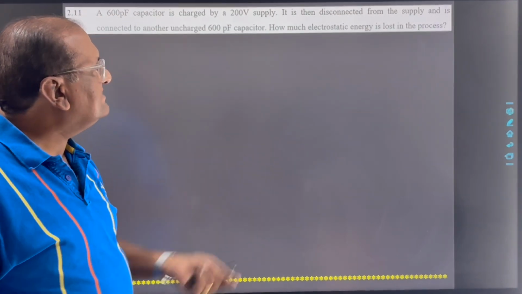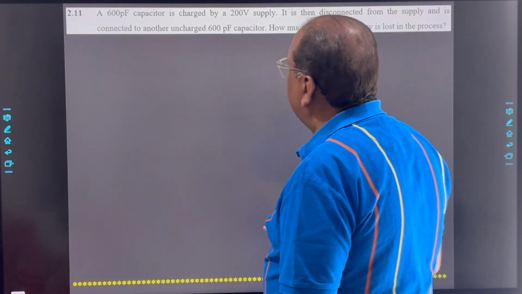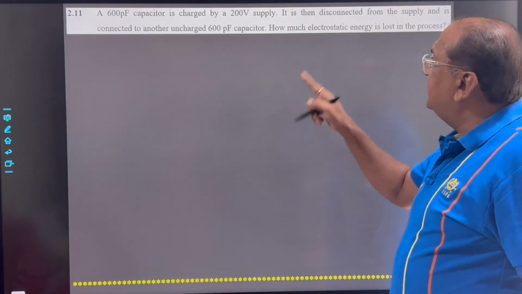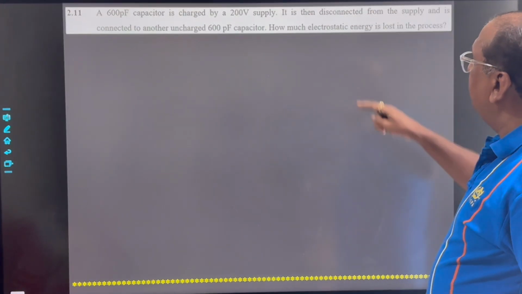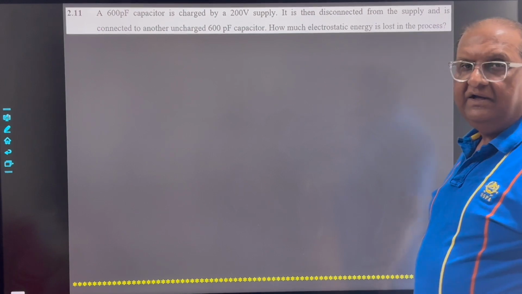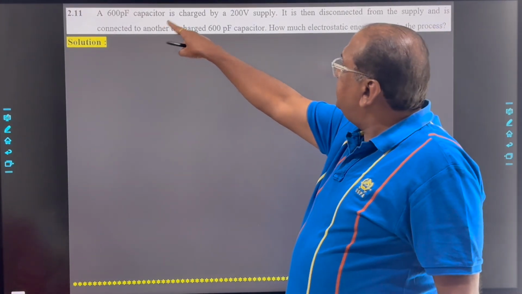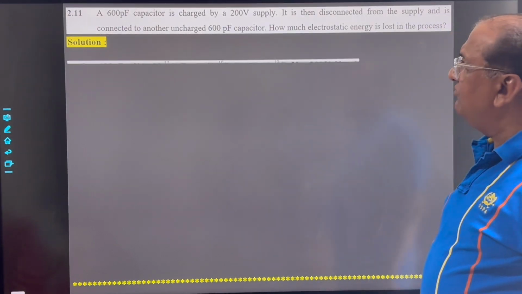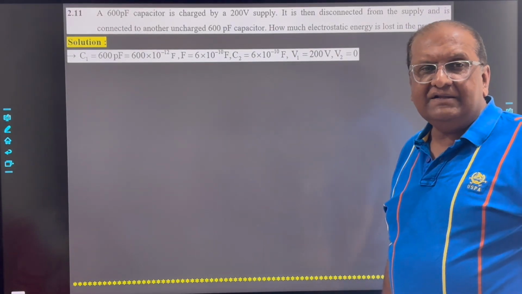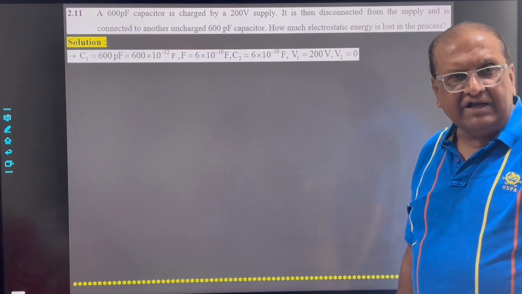It is then disconnected from the supply and is connected to another uncharged 600 picofarad capacitor. How much electrostatic energy is lost in the process? Now see, when the capacitor is connected with the 200 volt supply, at that time what is the energy stored in it, that we have to calculate first.